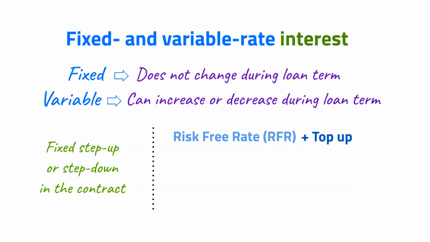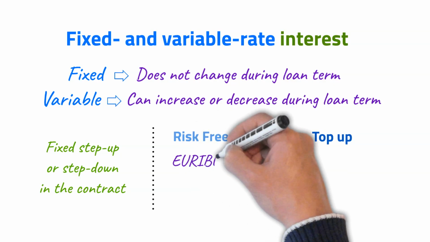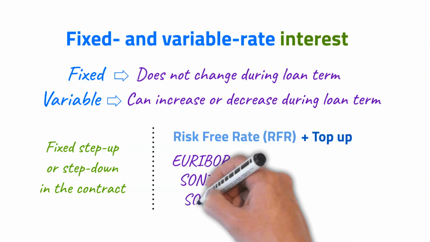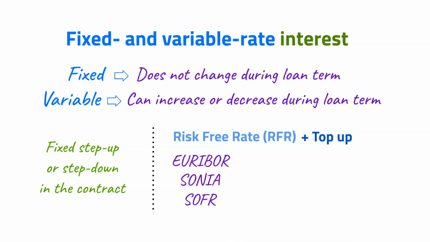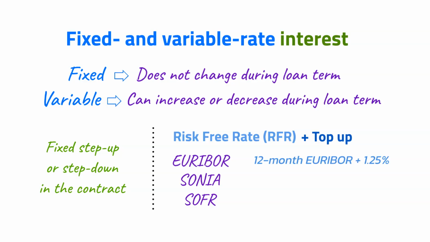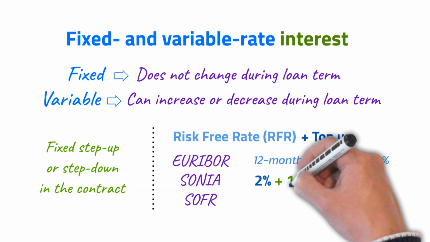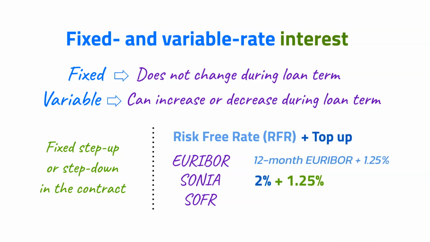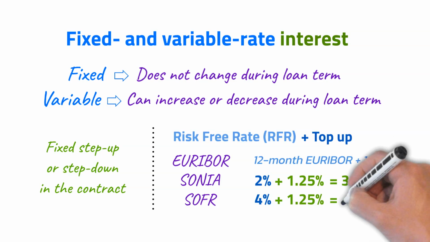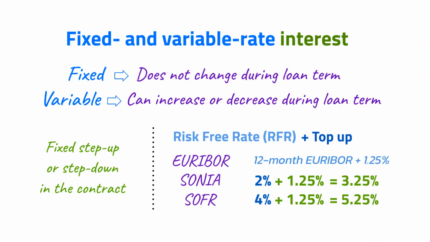The most common reference market rates are Euribor, Euro Interbank Offered Rate, SONIA, Sterling Overnight Index Average, and SOFR, Secured Overnight Financing Rate in the US. It may look like this in the contract: 12 months Euribor plus 1.25%. If Euribor is 2%, then the interest rate is 2 plus 1.25 equals 3.25. If after 12 months Euribor increases to 4%, the interest rate will become 5.25%.